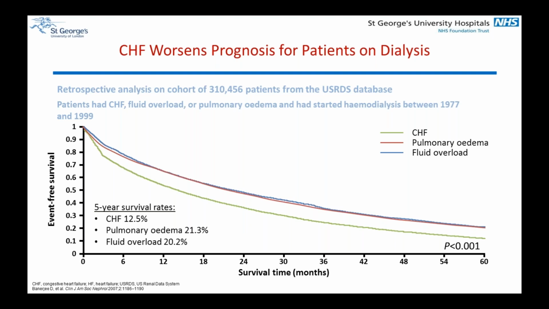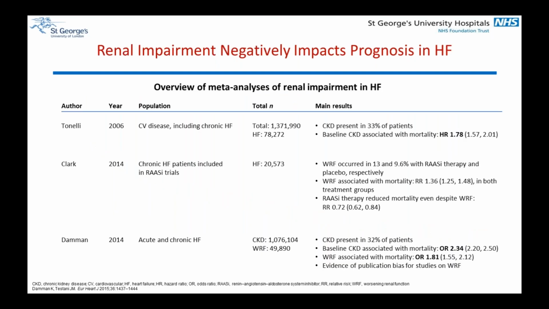Now, if you look at other analyses of prognosis in these patients with chronic kidney disease and heart failure, you see a mixed picture. You see a consistently similar picture with chronic kidney disease, but a mixed picture with worsening renal failure. Now, if you look at this large population with 78,000 heart failure patients, baseline chronic kidney disease is associated with an 80% increase in hazard ratio for mortality. And that's very similar to what you see here as well. Actually, it's a 134% increase in mortality with baseline CKD.